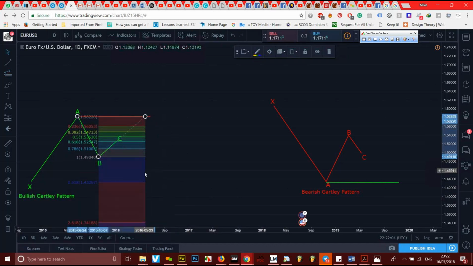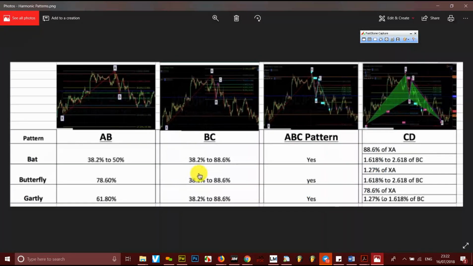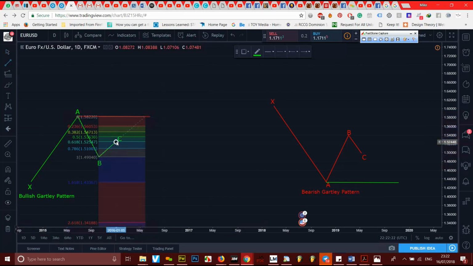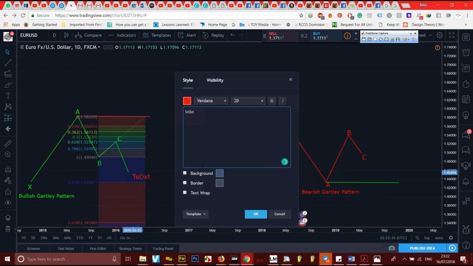So what are you looking for right now? You're looking for the 127 or 161. So let's see, 161 will be somewhere around here, 127 will be somewhere around here. Like I said, if I used my own Fibonacci tool, I should find my levels easily because they're all written down there. So this would be my leg D. This would be my D leg.